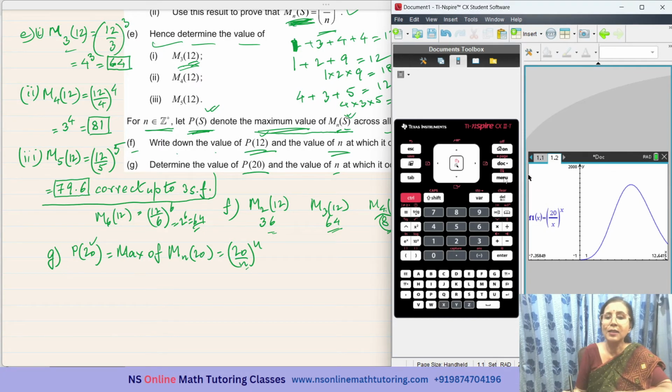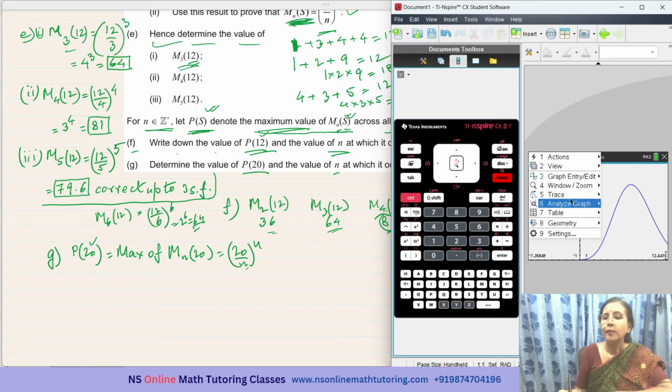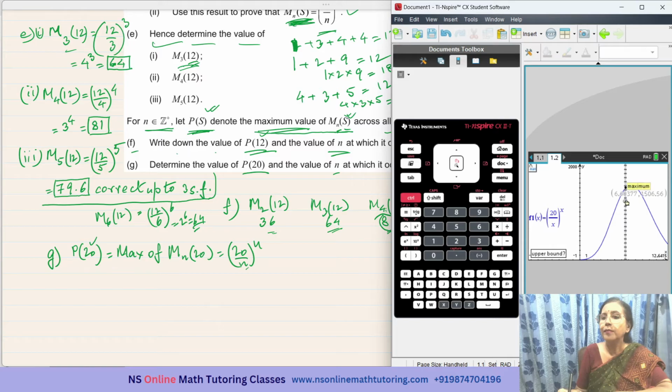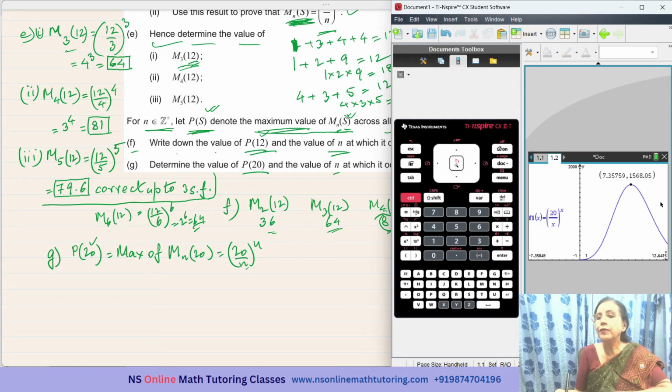So I have to get the maximum. Analyze graph and maximum. Okay, so x is the n. The maximum value is 1554.05 when x or n equals 7.35759. But n is a positive integer. I cannot take n value as 7.35759. So I have to take either 7, or 8, or 6. I have to take one of these three values.